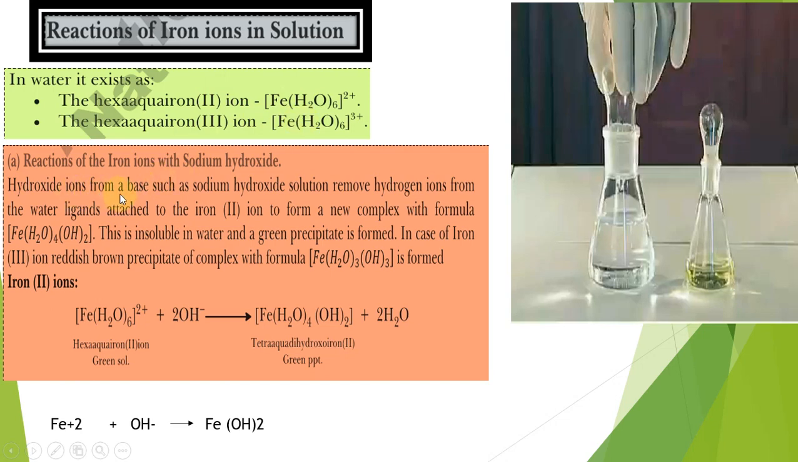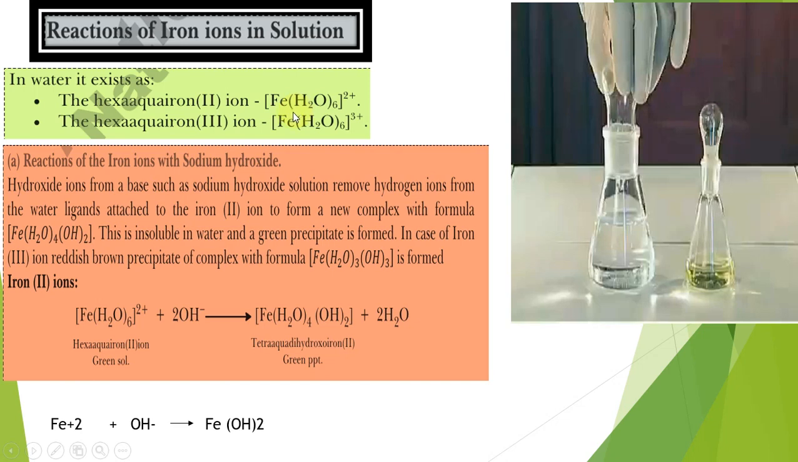Hydroxide ion from a base such as sodium hydroxide solution removes a hydrogen ion from the water ligand attached to the iron(II), forming a new complex with the formula Fe(H2O)4(OH)2. Now you see, first we discuss the reaction of the iron(II) state. In water, the iron(II) exists in this form.